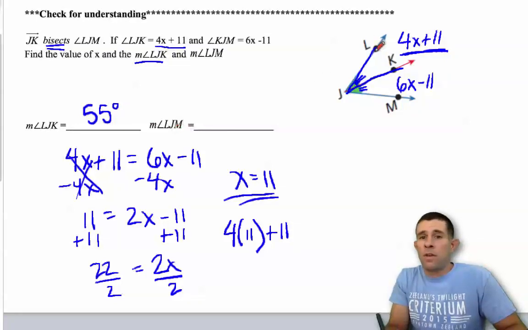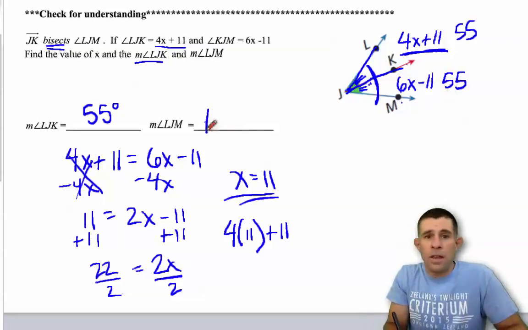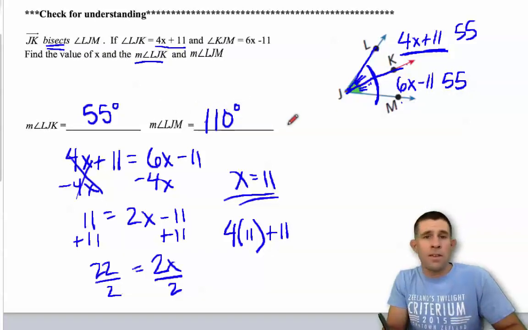Next, I want to find the measure of LJM. That's the entire angle. Now, because JK is the bisector, I know if this guy's 55, then the next one must be 55 as well. And therefore, together, they must add up to equal 110 degrees.